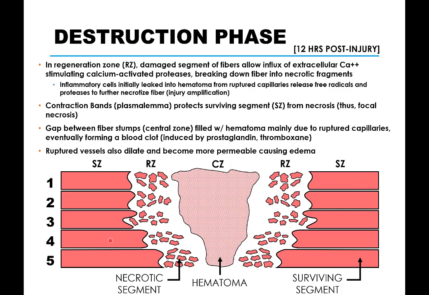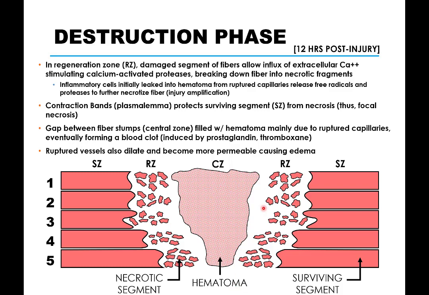Now, in between the adjacent fiber stumps and regeneration zones, we have the central zone, as indicated by this CZ abbreviation. This is the area of the ruptured fibers that is filled with blood, mainly due to ruptured microvessels, aka capillaries. Blood collecting outside of the blood vessel is referred to as a hematoma, which is a technical term for simply bleeding. We of course see this every time we accidentally cut or scrape our skin. We know that a hematoma forms, i.e.